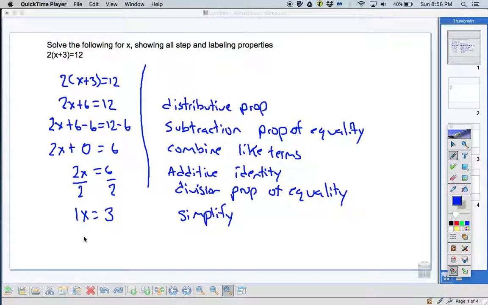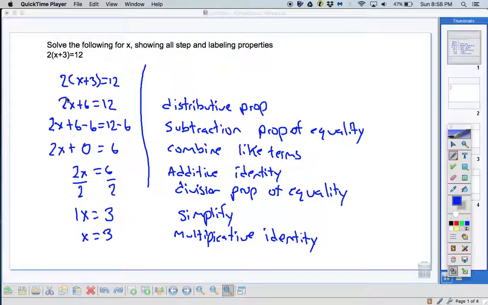And lastly, of course, 1x times x is simply x. So we can now write our traditional x equals 3. And this is called the multiplicative identity. Any number times 1 is that same number. So x times 1 is that same x. And our reason is multiplicative identity.